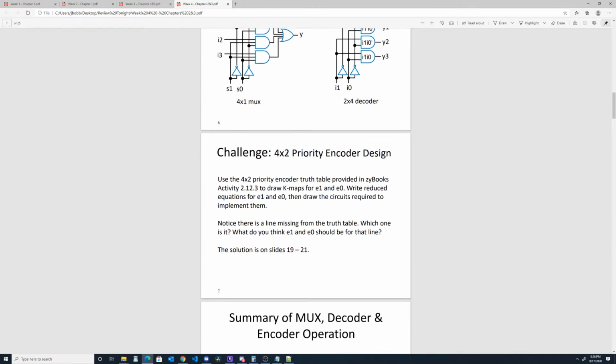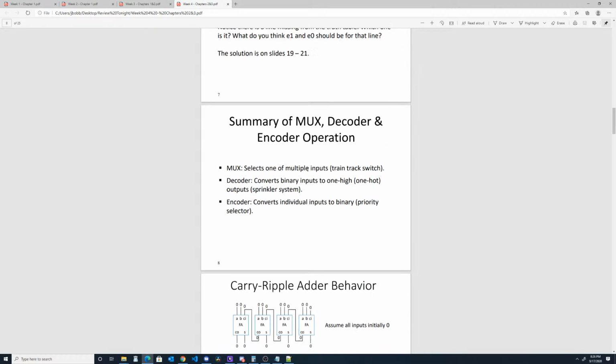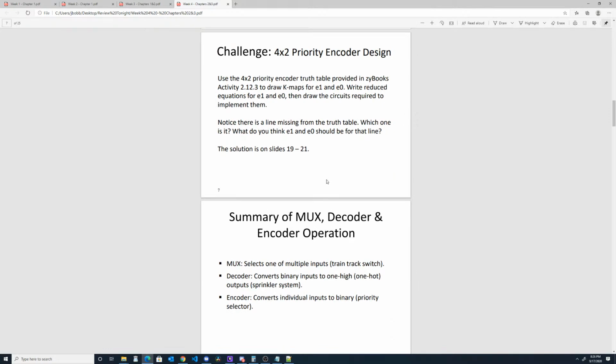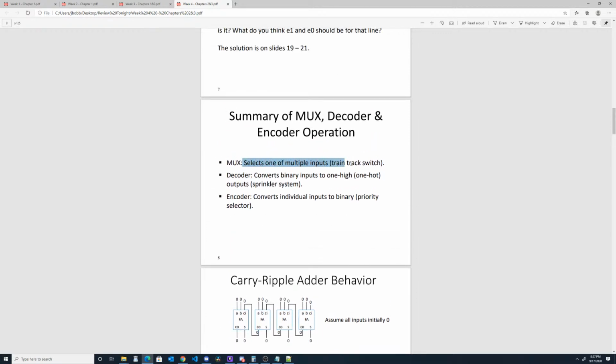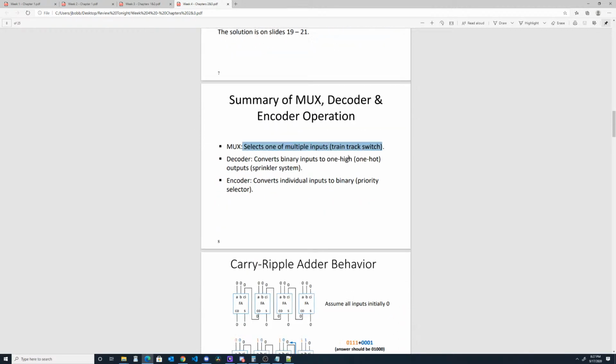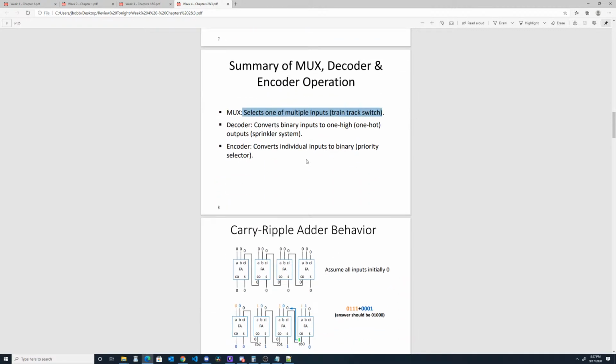So a priority encoder is like, so we have the encoders. An encoder is like the opposite of a mux, essentially. A mux selects one of multiple inputs. It's like a train track switch, like that analogy we made. An encoder converts individual inputs to some kind of binary. So let me just briefly talk about an encoder real quick.